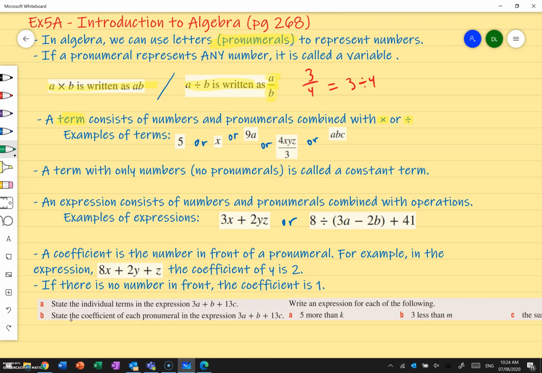Alright, a term with only numbers, so no pronumerals, is what we call a constant term. Apologies that I'm throwing so much terminology at you, but a constant term is literally any number. So for example, 6, that's a constant. 63, that's also a constant, but 63x is not a constant because now there's a pronumeral and there needs to be no pronumeral for it to be a constant term. So a constant term is literally only a number.